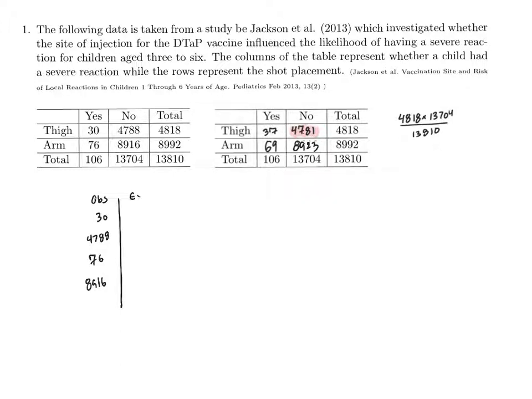My next step will be to list my expected. When I list my expected value, I line up my cells. So where 30 was here, 37 is here, and so forth: 4781, 69, and 8923. The nice thing about a 2x2 like this is that when I go to take my observed minus expected, a lot of things are going to line up.